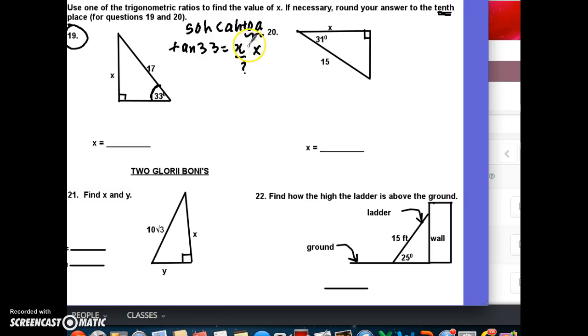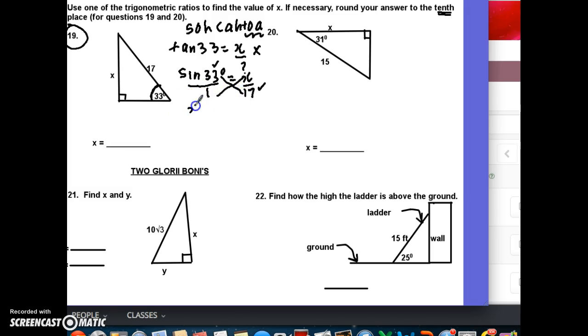So we don't know the x, we don't know the adjacent, so we can't use this. But not to worry, let's try another one. How about sine? Because we know sine has opposite involved. Sine is opposite over hypotenuse. So sine of the angle 33 is equal to the opposite length, which is x, over the hypotenuse, which is 17. We know this and we know this. Once we know 2 out of the 3, we're home free. Let's go ahead and cross multiply.